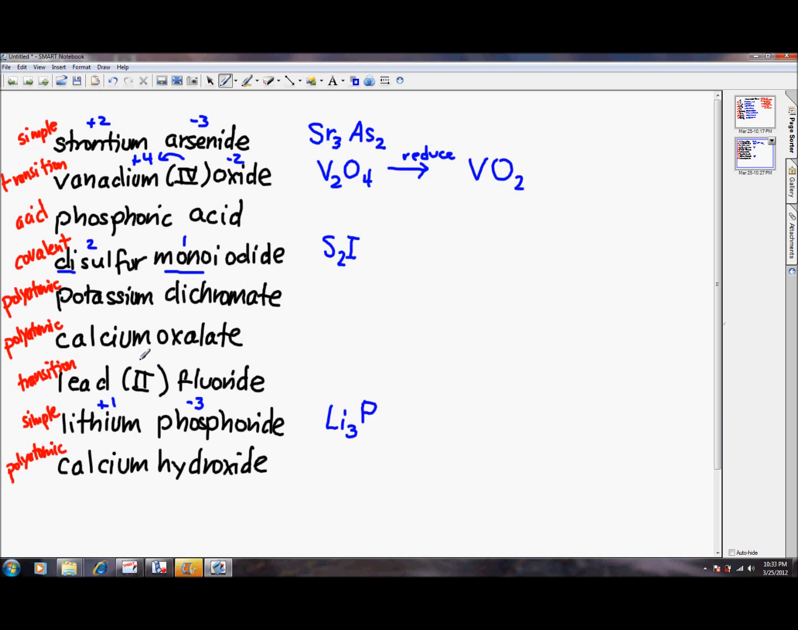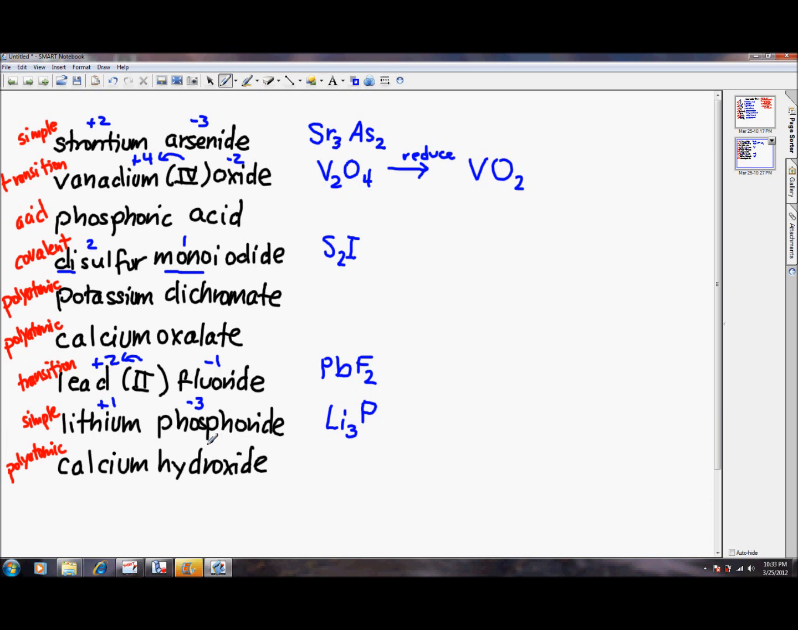Okay, here's our other transition metal. The Roman numeral 2 means this is positive 2. Look up fluoride or fluorine on the periodic table. It's negative 1. So that's going to be PbF2. Okay, the 2 to 1 becomes 1 to 2.